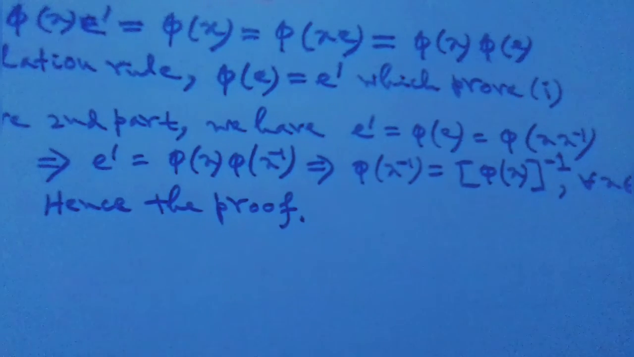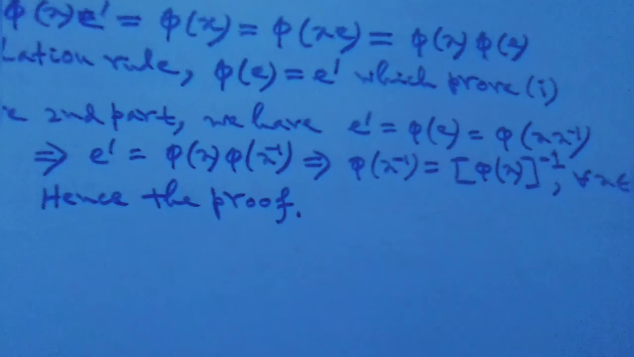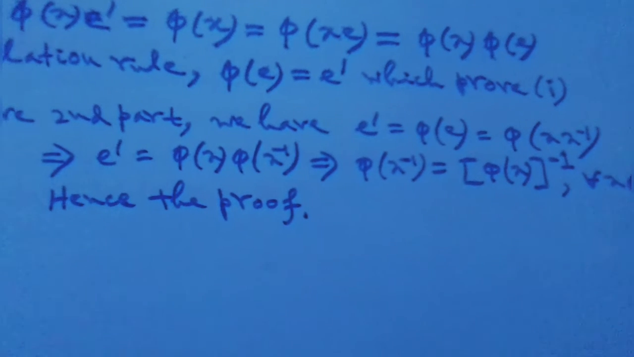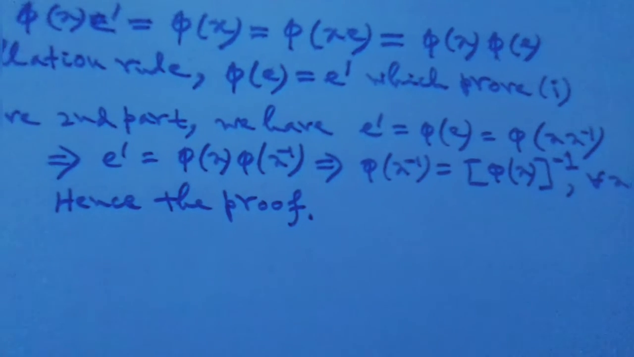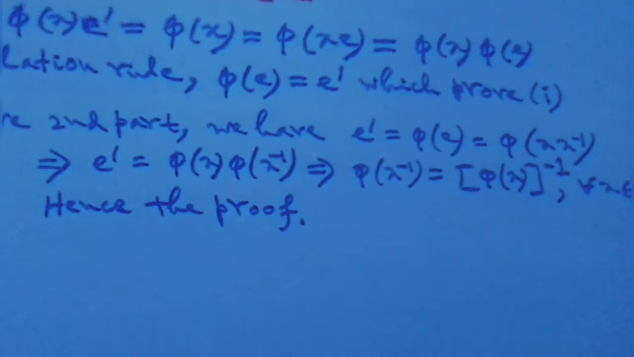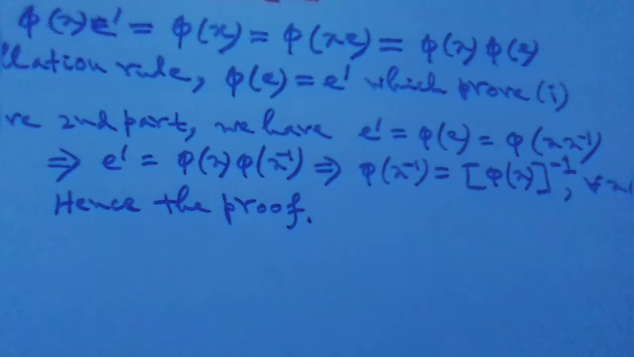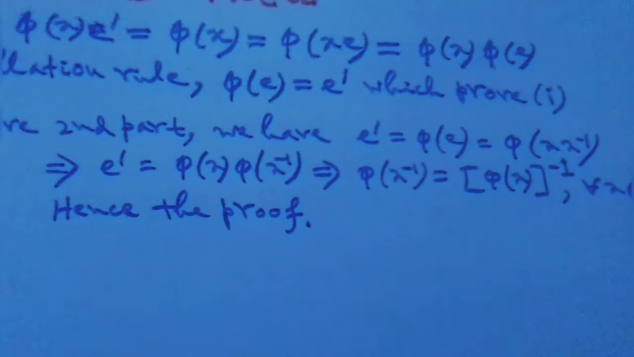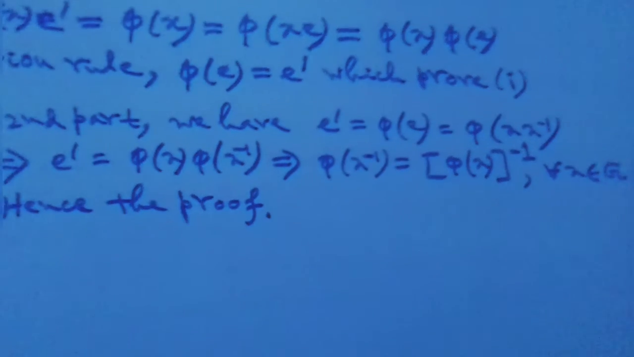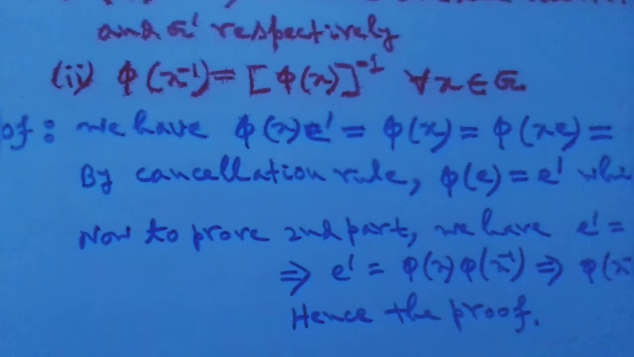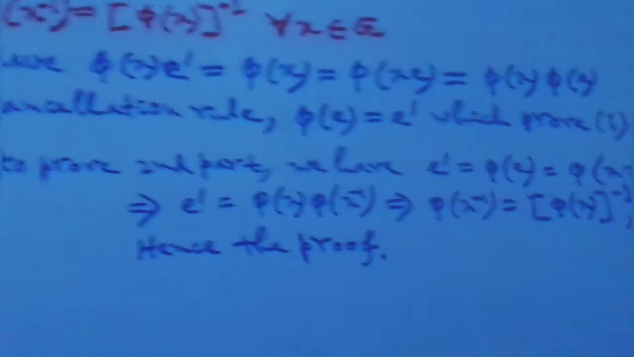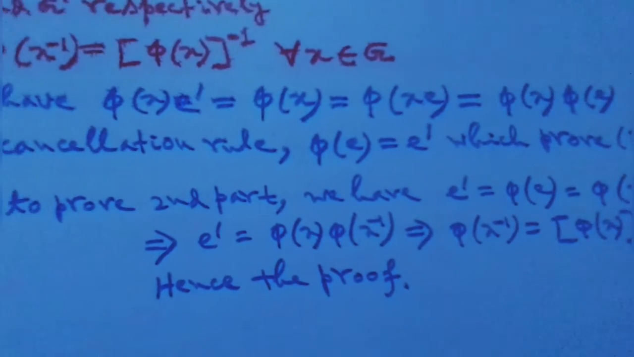Simply phi x phi of x inverse is equal to identity. That means one is the inverse of the other. That's why phi of x inverse is the inverse of phi x, that is, phi x whole inverse. One is the inverse of the other using this property. So phi of x inverse is equal to phi x whole inverse, which is true for all x in G. That leads to the second part of this theorem, and hence the proof.